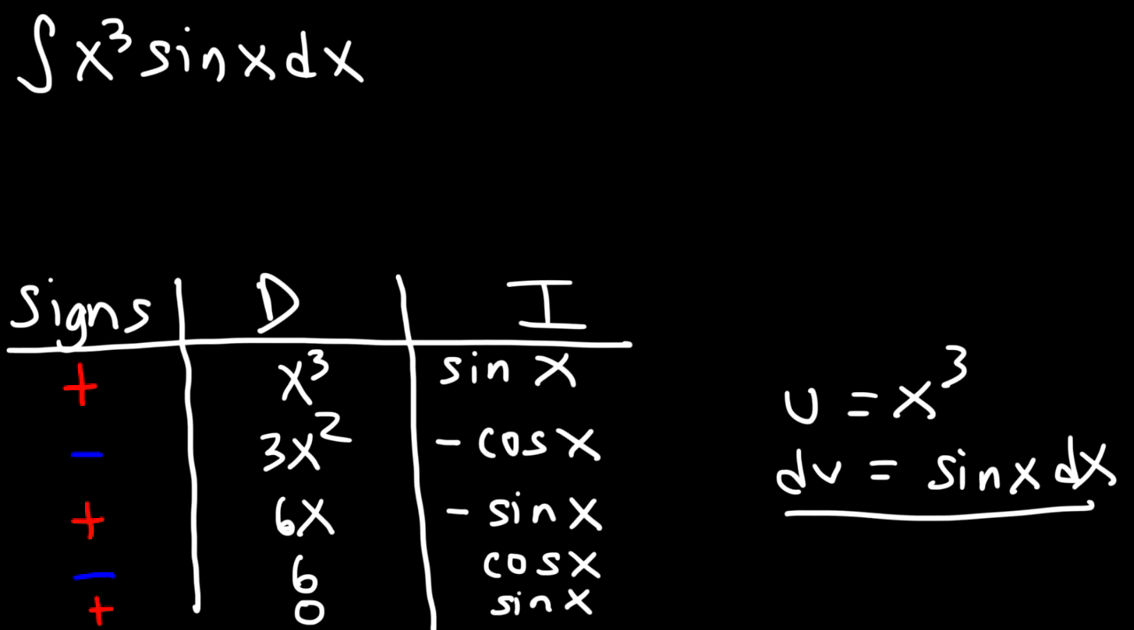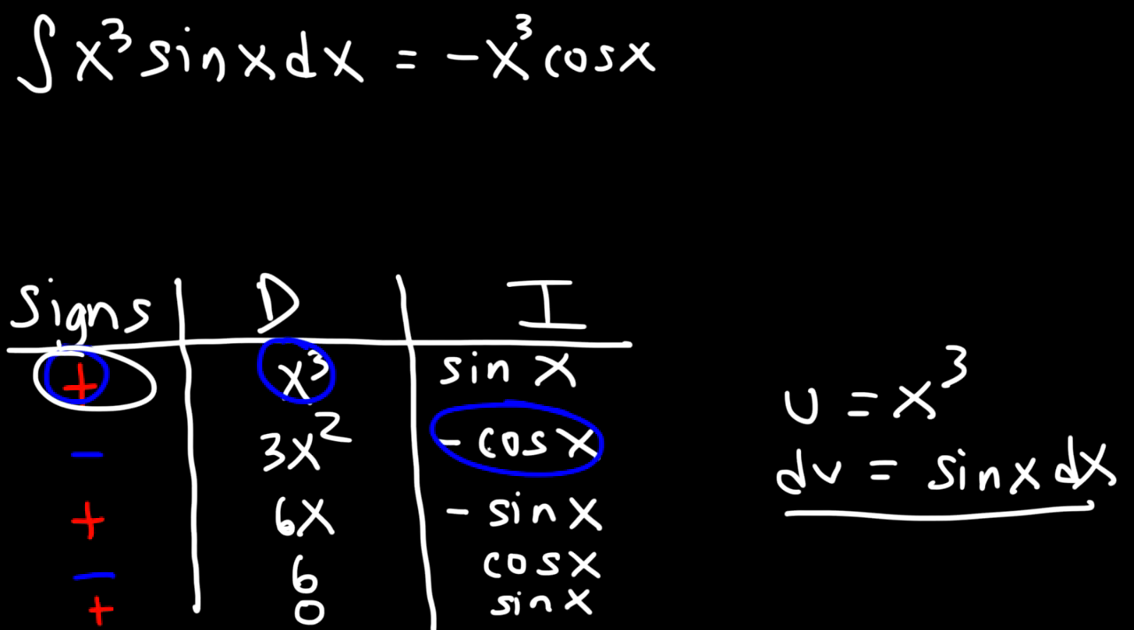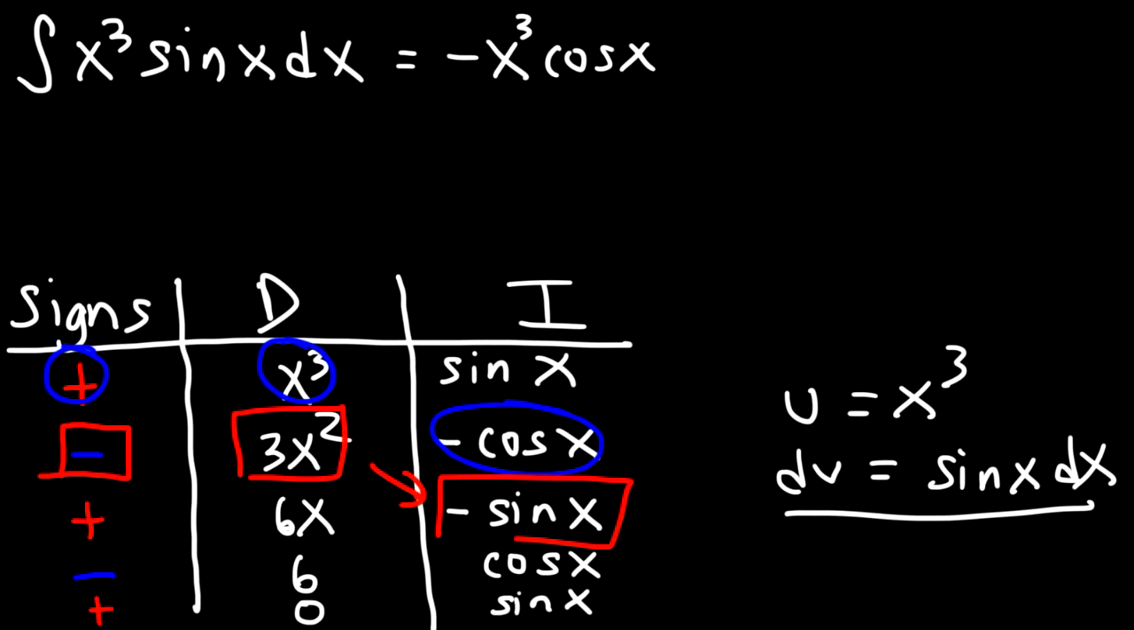Now the first answer is going to have the first sign, the first term in the second column, and the second entry in the third column. So this is going to be a negative x cubed cosine x, because we have a positive sign here and a negative sign there. Now for the second term, it's going to have a negative sign, 3x squared, and then we're going to multiply it by negative sine x. So there's two negative signs we have to deal with, so it's going to be positive 3x squared sine x.